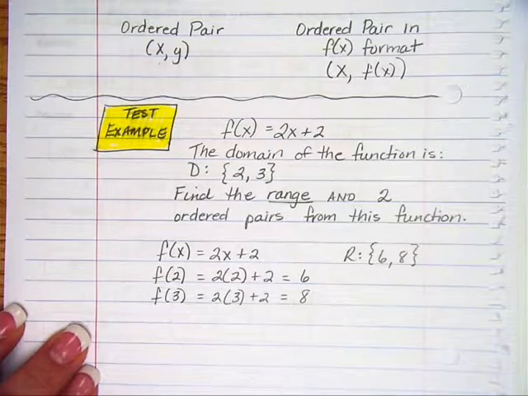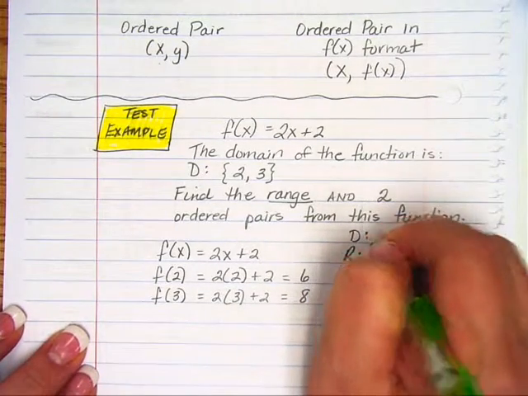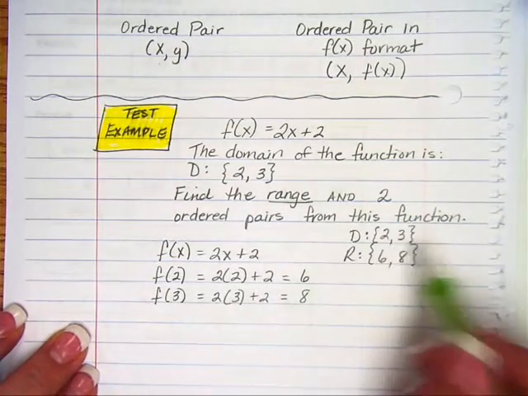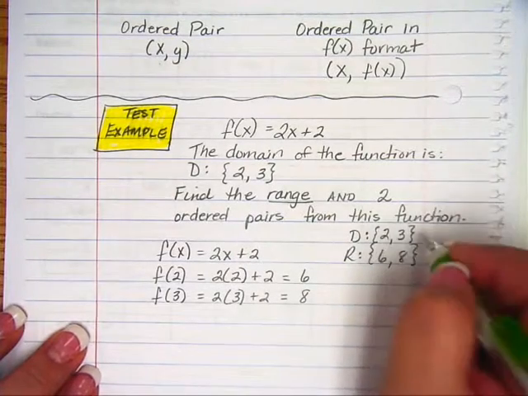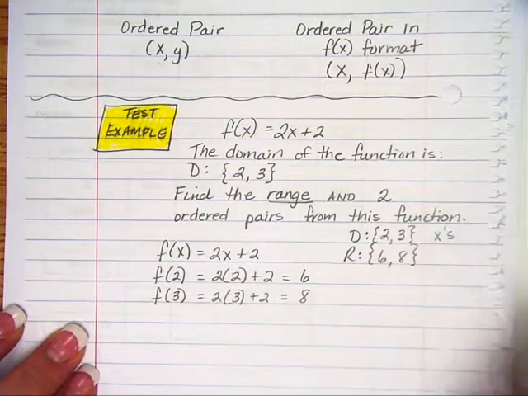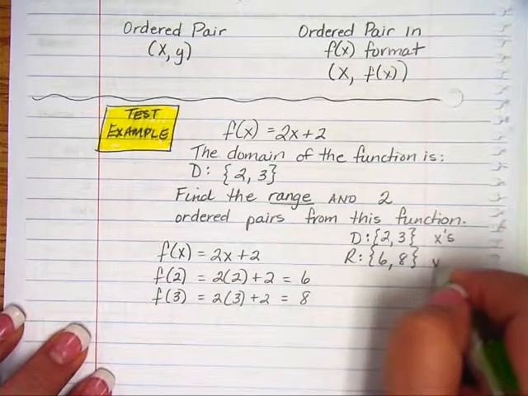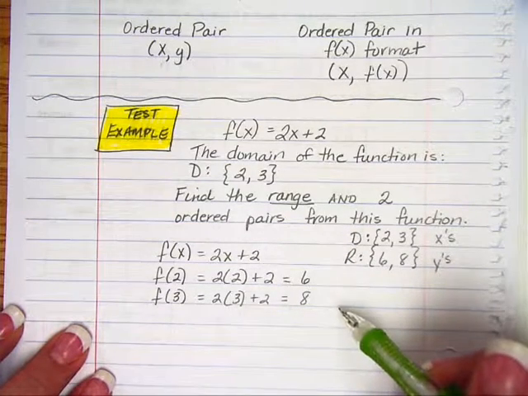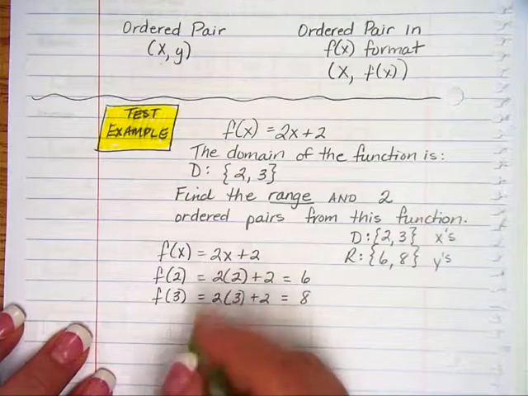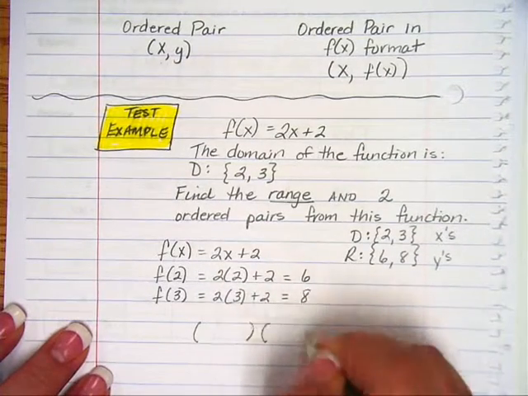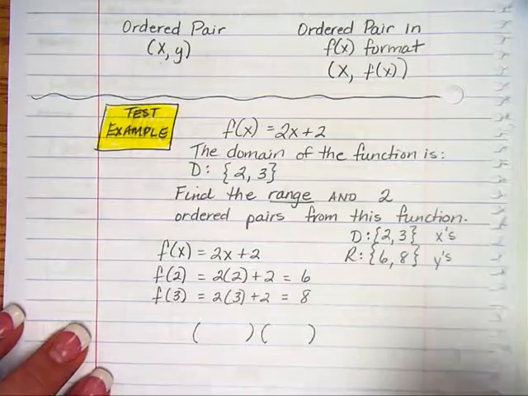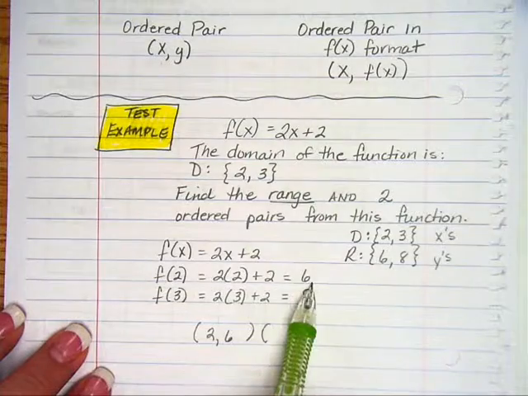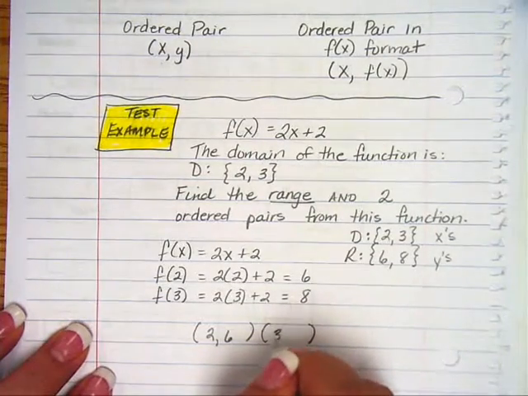Okay. Now, I'm going to write my domain right above it so I can see things a little more clearly. My domain are my x's or f of x's? X's. My ranges are my y's. So now I need 2 ordered pairs from this function. What are 2 ordered pairs? I need an x and a y for each one. 2 and a 6, because when I put in 2, I get out a 6, right? And the other one is when I put in a 3, I get out an 8.